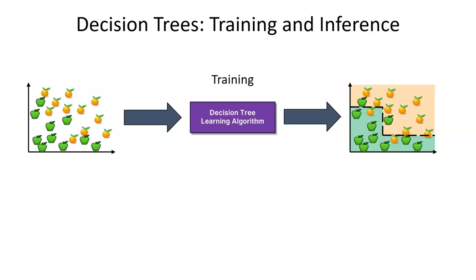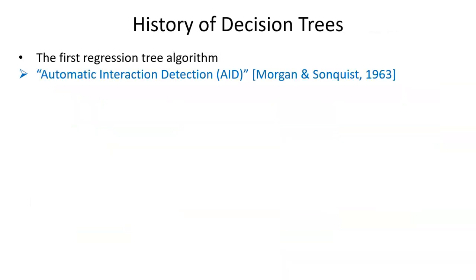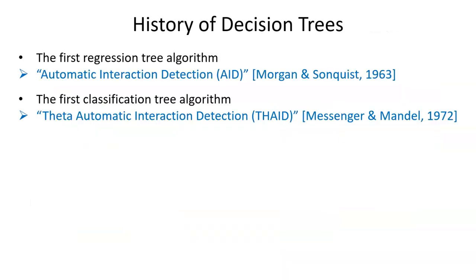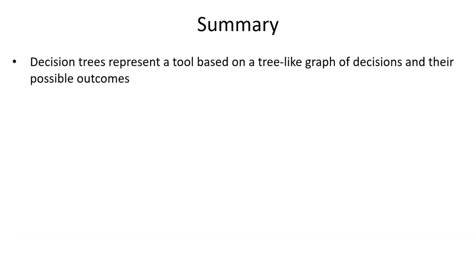Then we have training and inference. From here you can do the training and take the inference, and the decision tree algorithm is done. We can take inference for either an apple or an orange. This is the history of the decision tree here. You can learn more from these references.